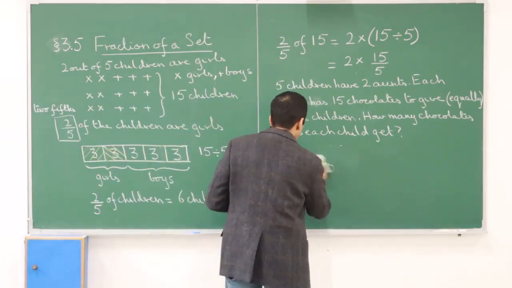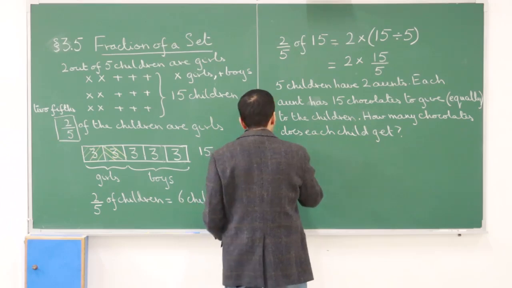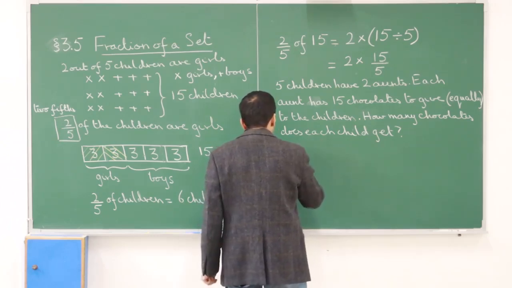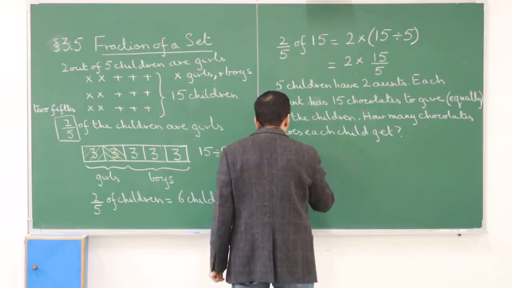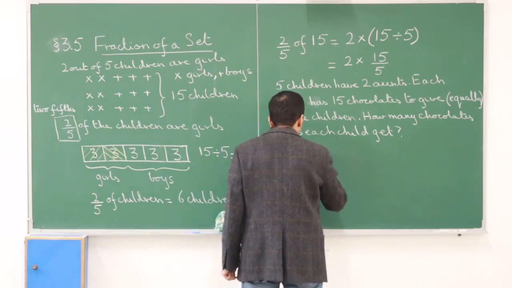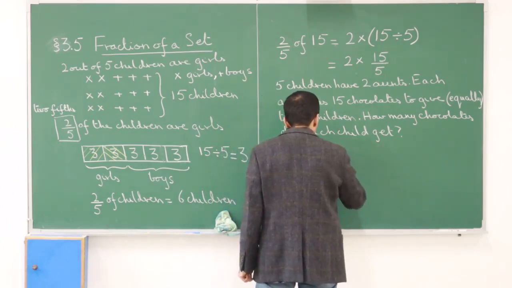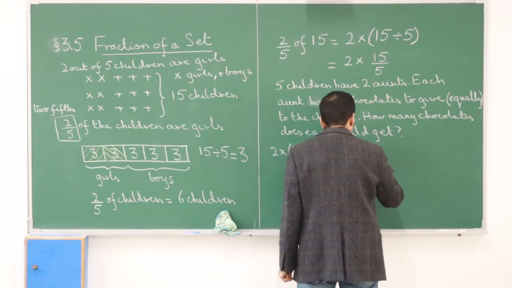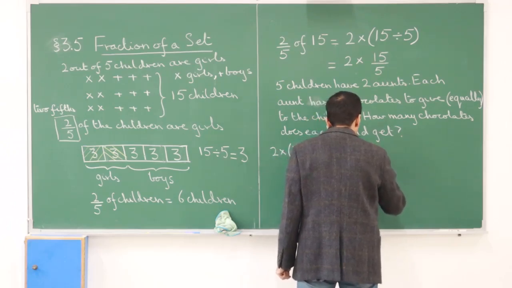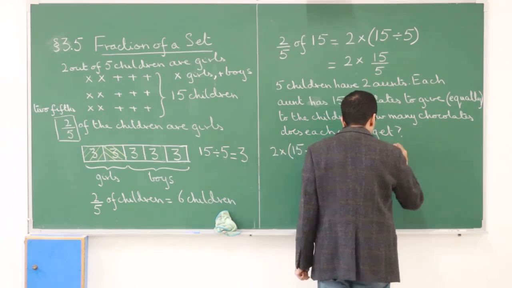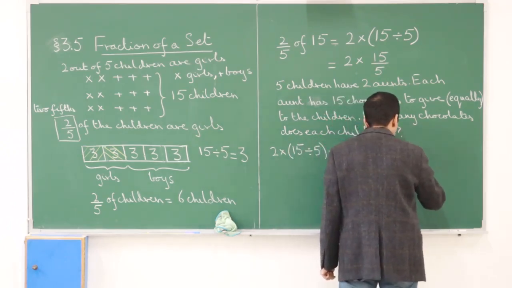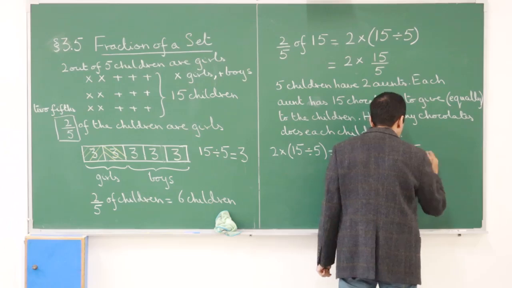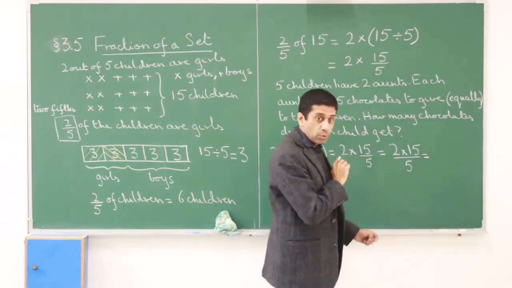Sorry, but what's this equal to? I should have written something more. So I'll start out with this. I'll say 2 multiplied by 15 divided by 5 is equal to 2 multiplied by 15 over 5, which is actually equal to, what do you do?